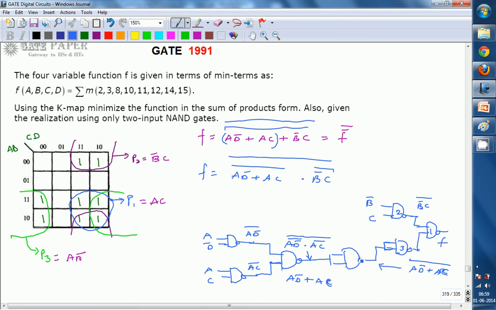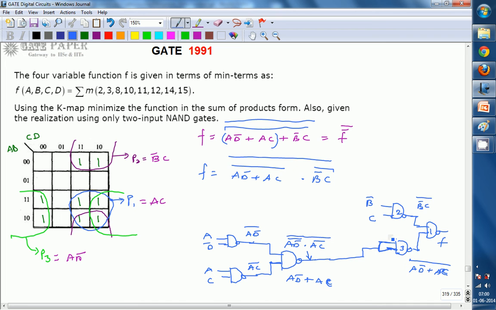Sorry, wait. If you give it directly, that is sufficient. So this function is going to be directly given to a NAND gate. For that one, you give it to two inputs. The two inputs are shorted, and if you give this one, you will get that function.